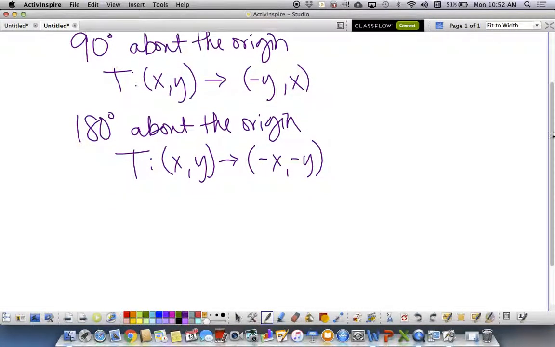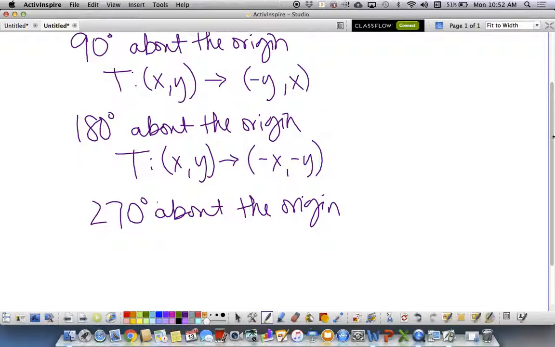If we're going 270 degrees about the origin, your transformation of (x, y) will simply be (y, negative x). Yes, it is. That's why I'm giving it to you for you to write in your notes.